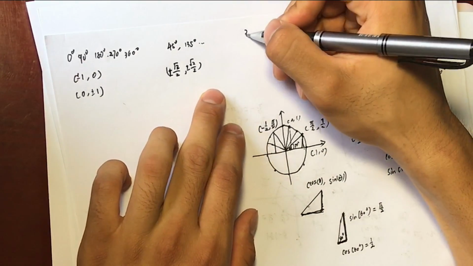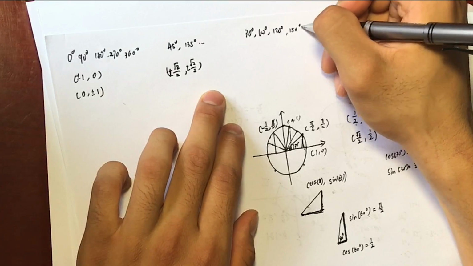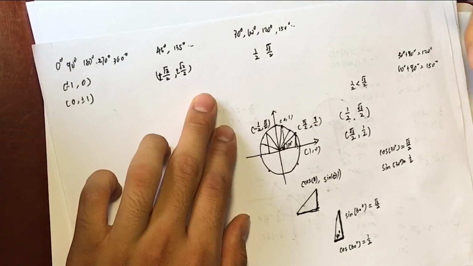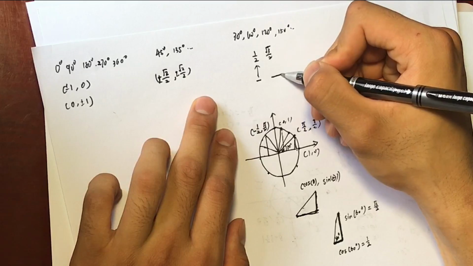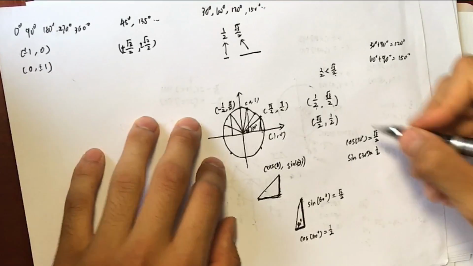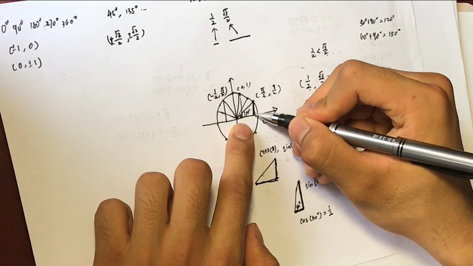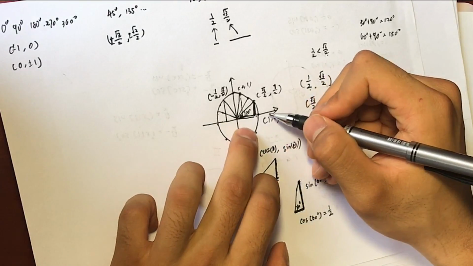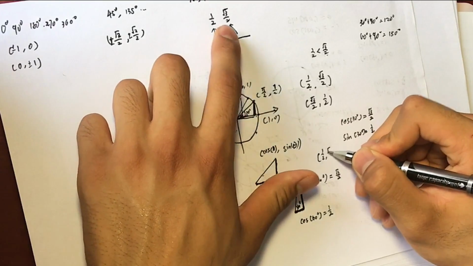Got it? Last one, 30, 60, 120, 150, and so on. It can either be 1/2 or root 3 over 2. And remember, always remember, the shorter length takes the value of 1/2, and the longer side takes the value of root 3 over 2. So in this case, the 30 degrees angle, the short length is this one, which is your y value, and the longer side is this one, which is your x value. So the coordinate will be 1/2 and root 3 over 2.